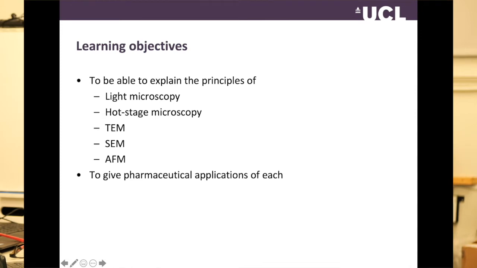What are we going to talk about in today's class? Simply, I need you to understand 5 different types of microscopy. That's light microscopy, which you've probably experienced before, hot stage microscopy, which is a derivative of light microscopy, as we'll see in a moment, scanning electron microscopy, atomic force microscopy, and transmission electron microscopy. So at the end of the lecture you should be able to explain the basic principles of how each one of those microscopies works, and also you should be able to give pharmaceutical applications of each type of microscopy. So you should be able to look at an image and know which type of microscope made it, or you should be able to look at a sample and say which type of microscope you might want to use to image it.